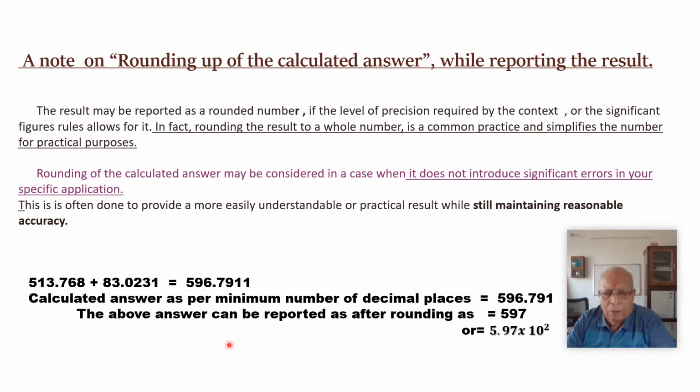But maintaining the extent of precision, if our results work with 597, because when you round 596.791 using the principles or the rules of rounding, we find it is 597. It can be rounded up. Well, this depends upon our experimental methods and the reporting as desired. You can say it is 5.97 into 10 to the power 2.